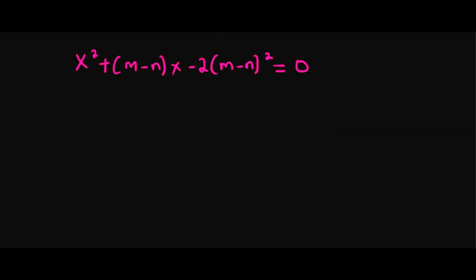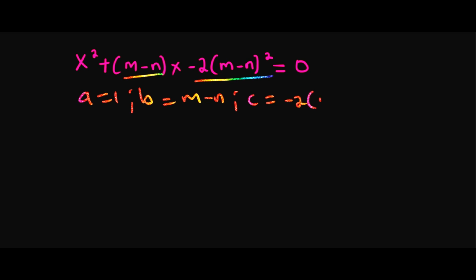So for the second equation, we have x² + (m - n)x - 2(m - n)² = 0. So the first thing we're going to do is just identify a, b, and c. So in this case, a is equal to 1, b is equal to m - n, and c is equal to -2(m - n)².